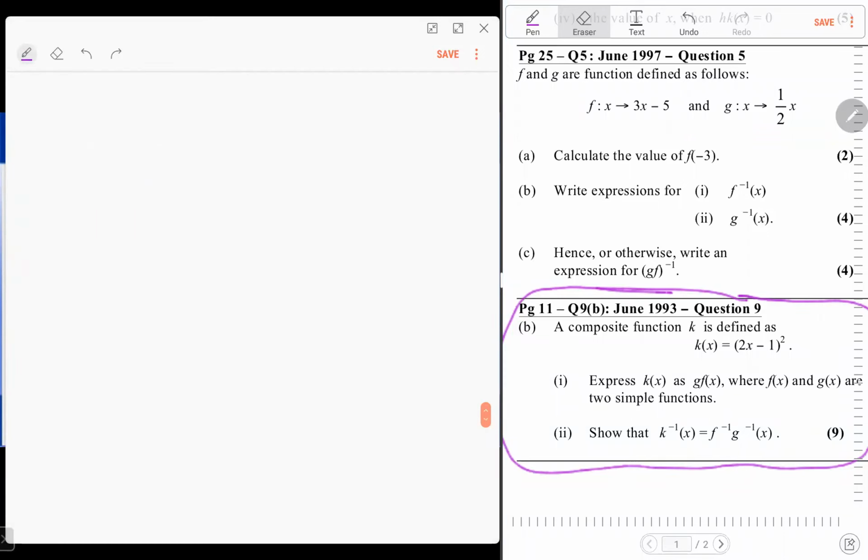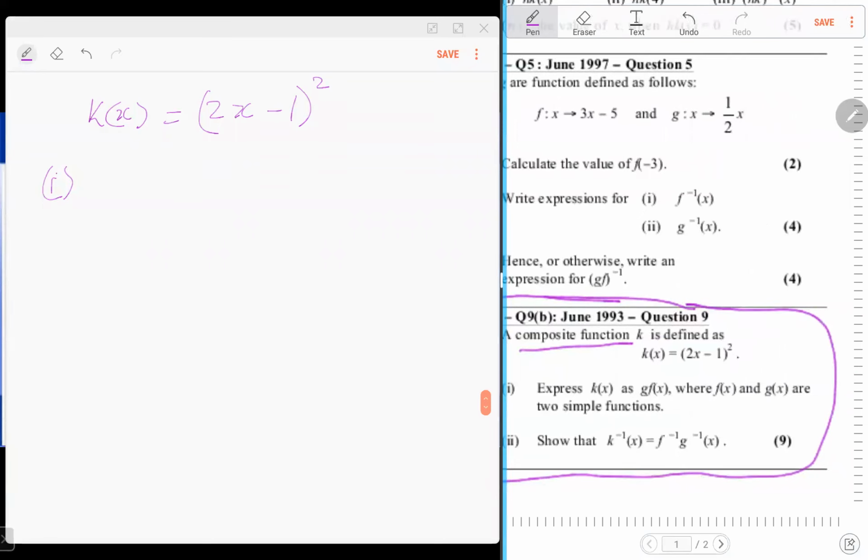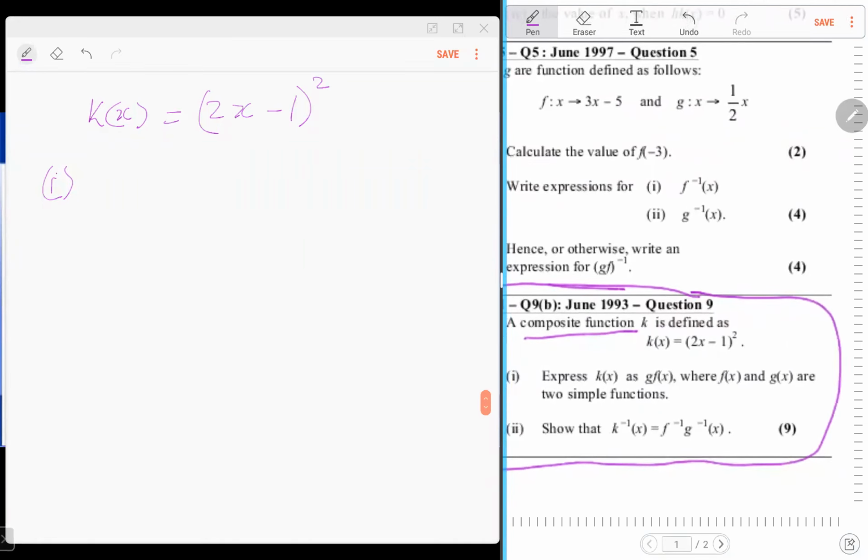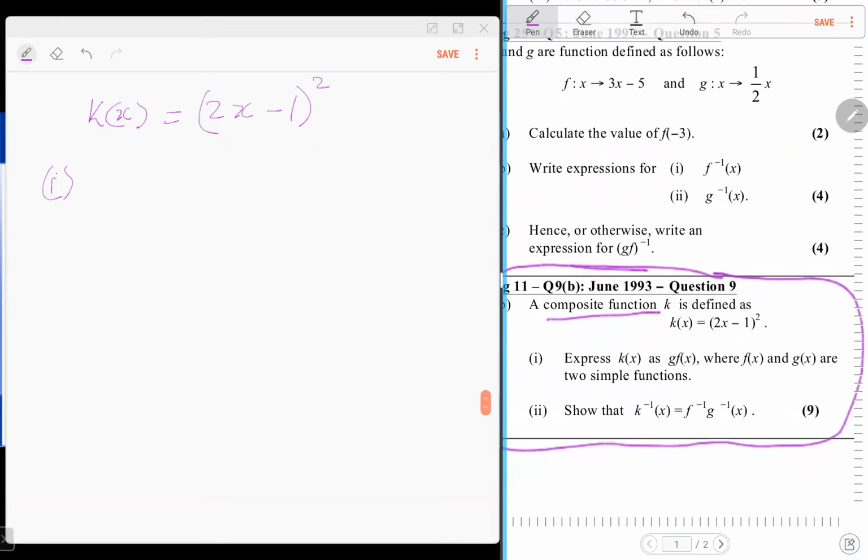So this question says the composite function, see they tell us that it is composite. Composite function k is defined as k of x is 2x minus 1 squared. That's our composite function. Part 1 says express k of x as g of f of x, where f and g are two simple functions. And basically, they want us to find the two simple functions.